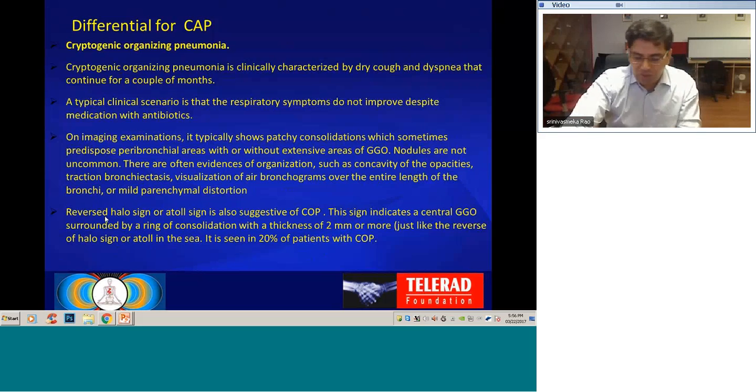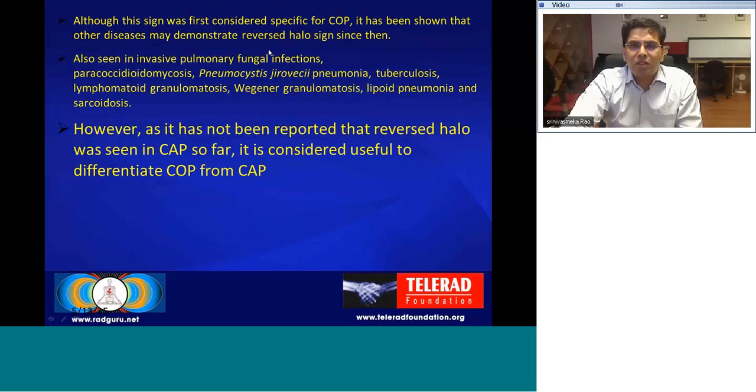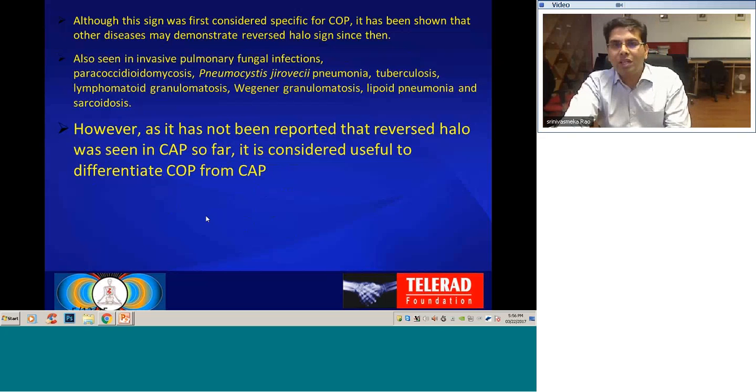So I've already described this reverse halo sign, right? Although this was considered specific for COP, it has been shown that it is seen with many other disease conditions. Hence, it is not specific. However, you can note it has not been reported that reverse halo was seen in CAP so far. It is considered useful to differentiate COP from CAP. If you ever see this, you have to think in lines of cryptogenic organizing pneumonia. I'm talking about reverse halo sign.